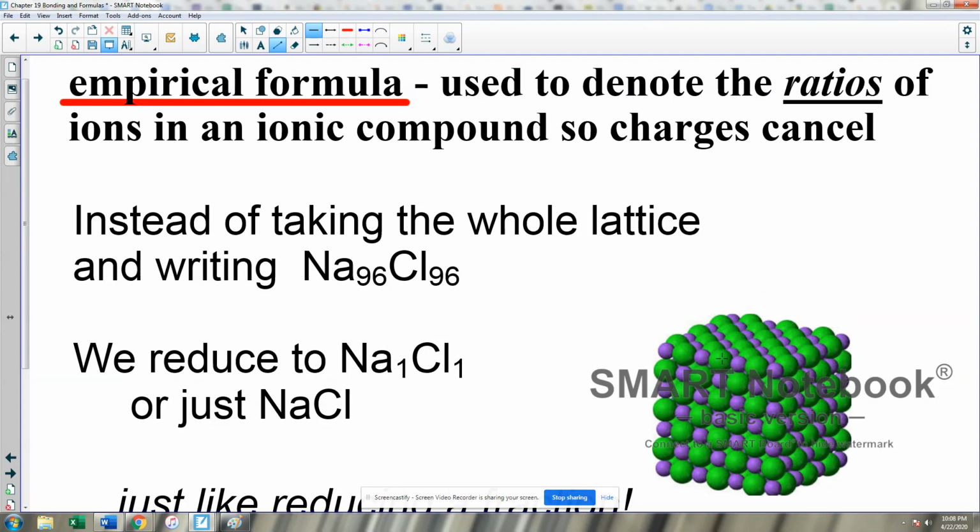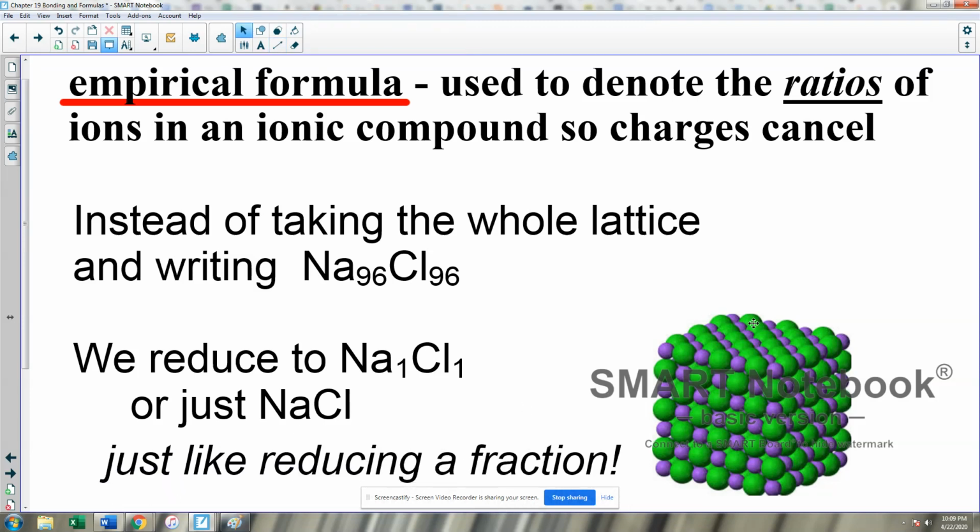Imagine this chunk has 96 sodium ions and 96 chloride ions all stuck together. If I were to break it in half, would the formula be cut in half? It would get really confusing to do that. So the way we write formulas for all ionic compounds is we write what's called the empirical formula. We know that ions are going to stick together in a really large network, but it doesn't matter how large the actual group of ions is. What we really care about is the ratios of the ions.